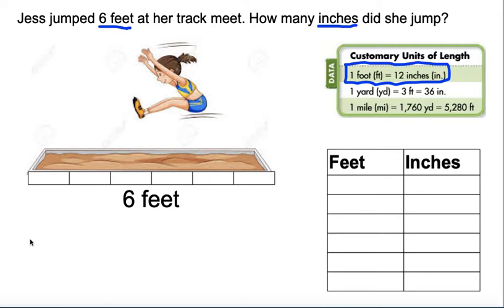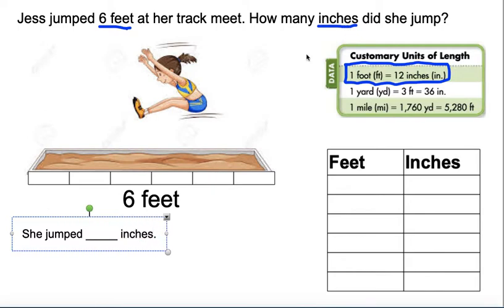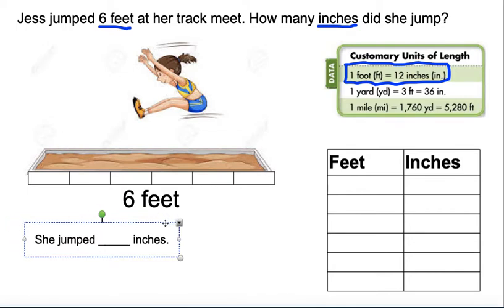All right, so I underline important information. Now I'm going to frame my answer. If the question says how many inches did she jump, well, we know that our answer is going to be in inches. So we're going to frame it by saying she jumped blank inches. We don't know how many yet. That's what we're going to figure out.